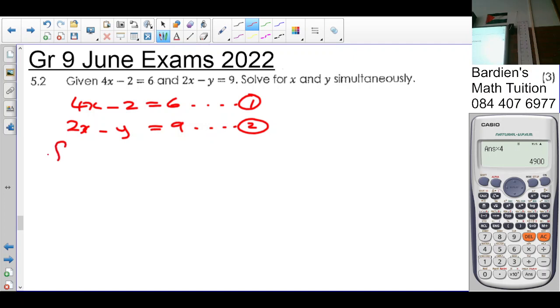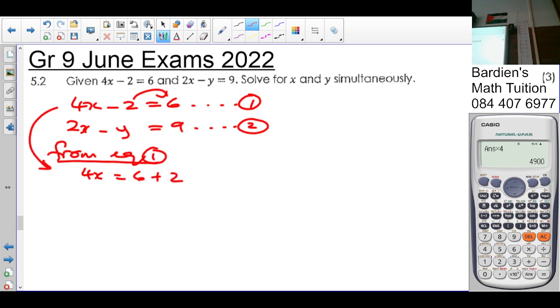Okay, so from equation 1, you take 2 over the equal sign, becomes 4x is equal to 6 plus 2. What's 6 plus 2? 8. Divide by 4 both sides. So x is equal to 2.